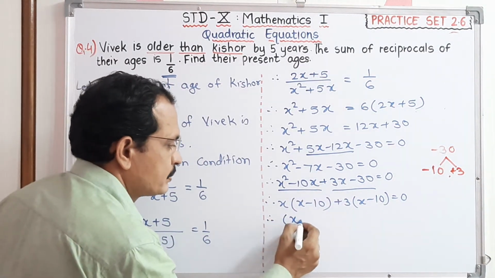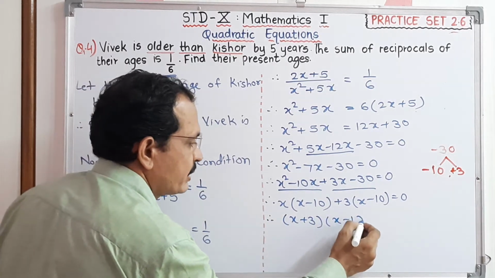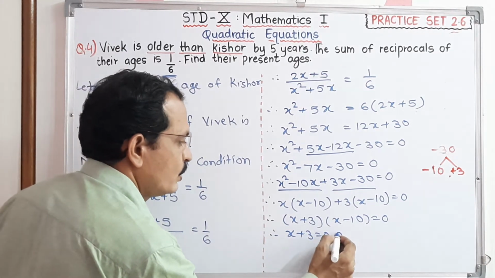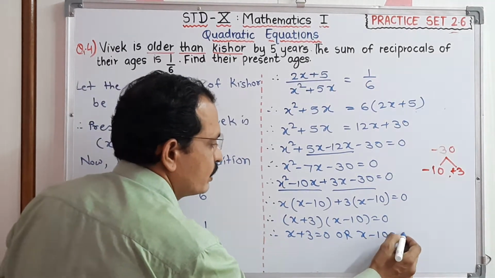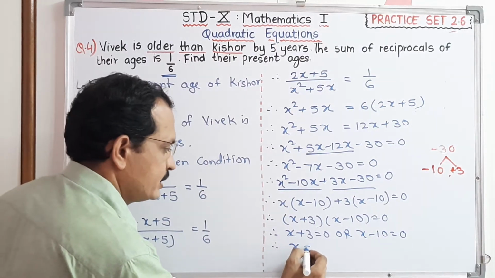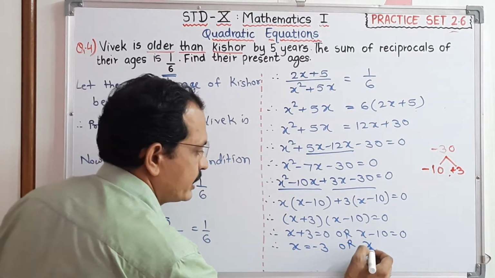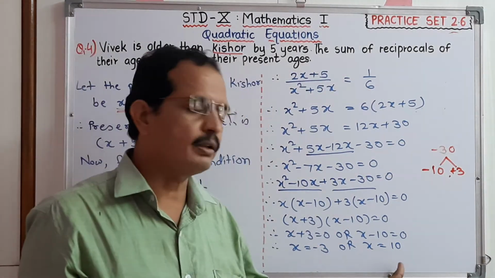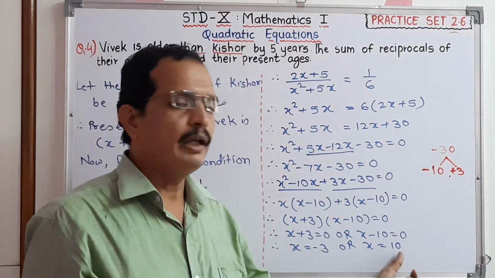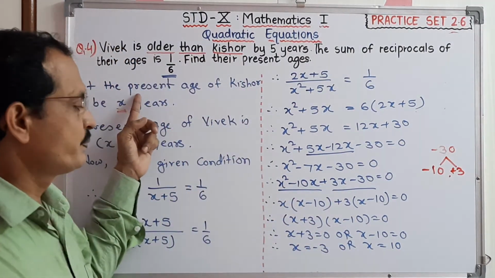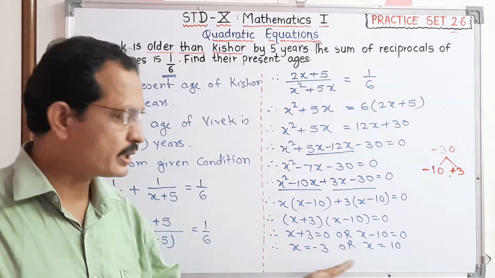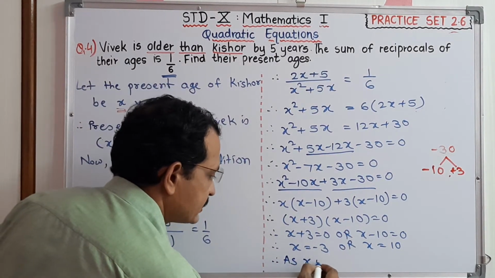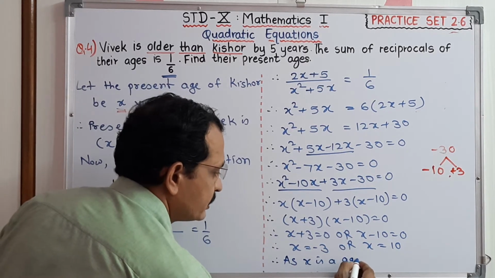Now x plus 3 and x minus 10 equal to 0. We got here x plus 3 equal to 0 or x minus 10 equal to 0. Now here x is equal to minus 3 or x is equal to 10. We got here two values. One is minus 3 and another is plus 10. X is an age. Therefore x is not equal to minus 3. Therefore x is equal to 10. We have to write here as x is age.